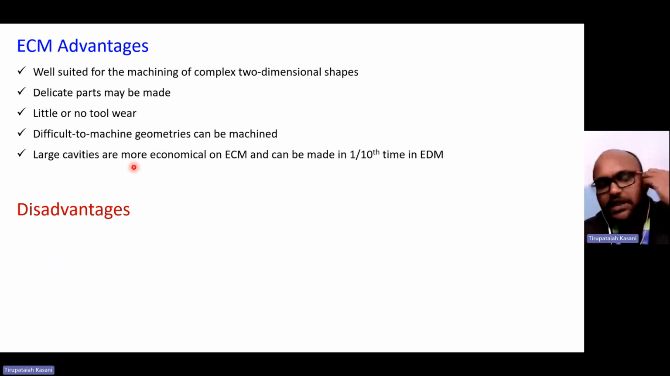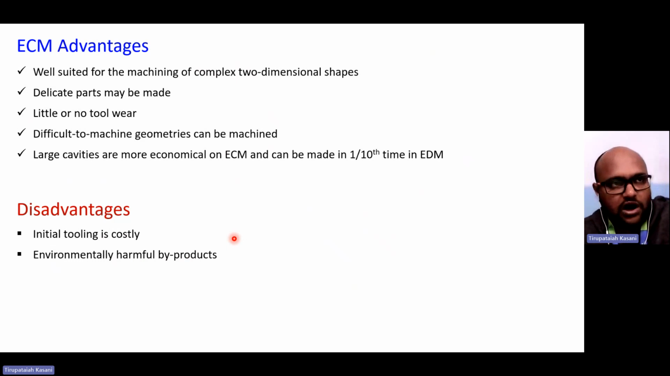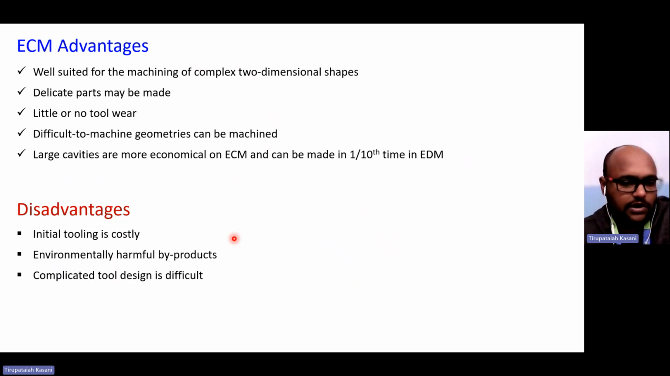Means depending upon the application, which type of unconventional machining process is to be selected, that is very much important. When it comes to the disadvantages, the initial tooling cost is high, of course, and there are environmentally harmful byproducts. If the electrolyte is forming any kind of byproducts or harmful gases during the machining process due to its chemical reaction, then that will be harmful to the people who are working around it, the equipment, and also the environment.